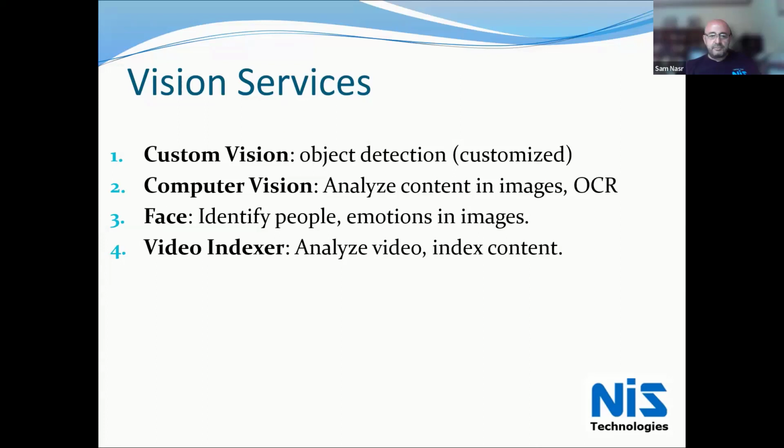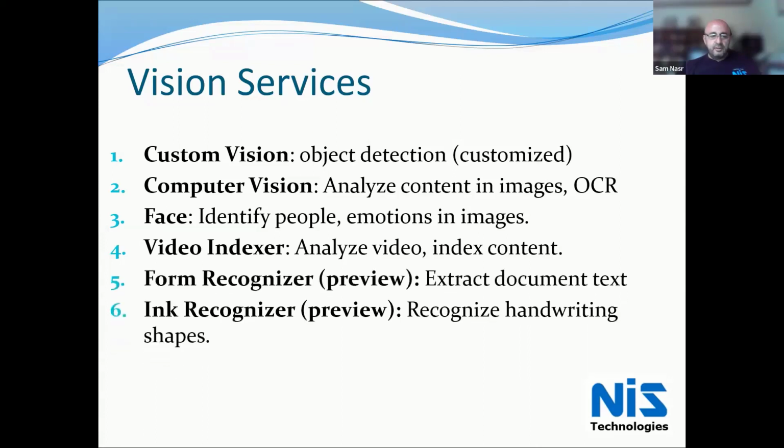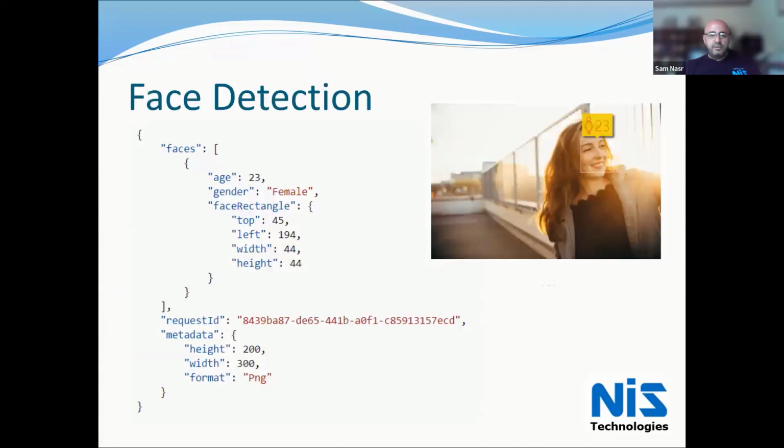And just to expand on that a little bit more, with face detection, basically, I would submit an image, and then it would respond with a JSON result set back. And in this case, I see that it's showing roughly a 23-year-old female, and it's giving me the coordinates of where her face is located in the image. And it's giving me some additional metadata on the image, the width and the height.